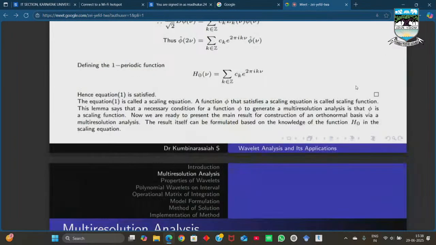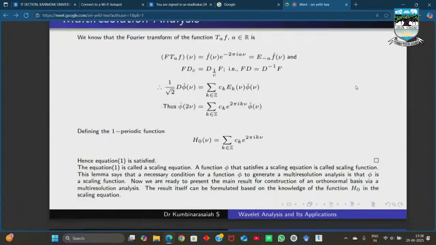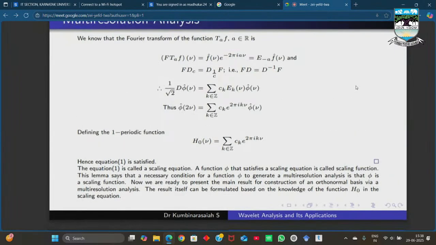Equation 1 is called the scaling equation, and the function phi that satisfies the scaling equation is called a scaling function. This lemma says that a necessary condition for a function phi to generate a multi-resolution analysis is that phi is a scaling function. Because it is a scaling function, obviously there will be a one periodic function h naught. By using this one periodic function, we are going to create a wavelet function.